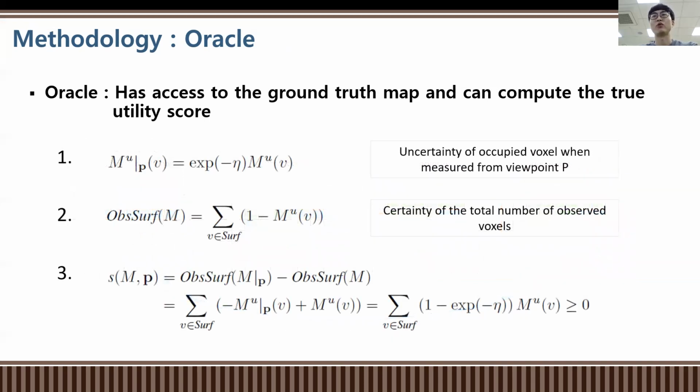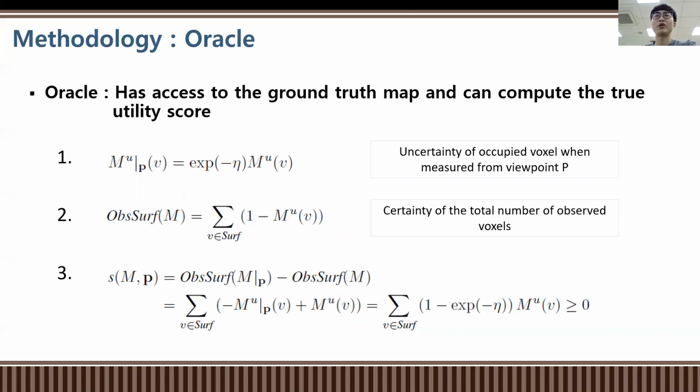Here are the basics of the oracle. The first equation describes the uncertainty that is associated with the fraction of occupied voxel volume when measured from viewpoint P. It indicates that the uncertainty value decreases as more measurements are taken of the same voxel. The second equation shows that the certainty associated with the total number of observed voxels increases as more measurements are taken.